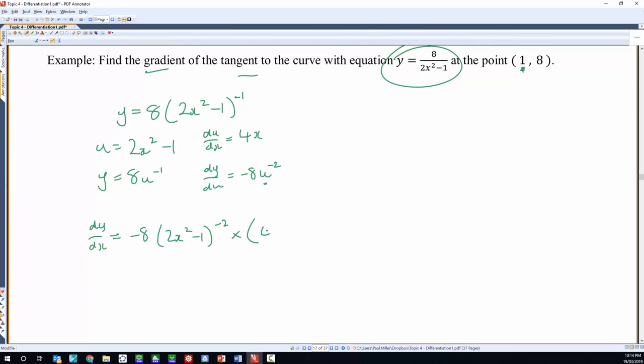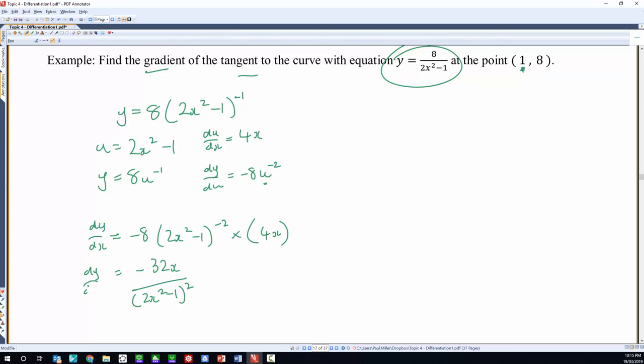Very important that we just get in the habit of sticking it in brackets, even if it's a single term. Doesn't matter. Right, so there it is. Now we do have to sub in a value for 1. We've got a negative index here, so we want to make the negative index positive. So that equals negative 8 times 4x is 32x over, grabbing this portion which has a negative index and dropping it into the denominator, 2x squared take 1 squared.